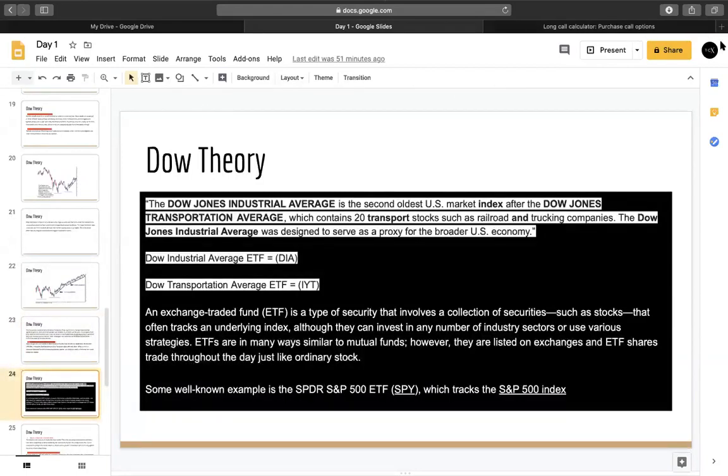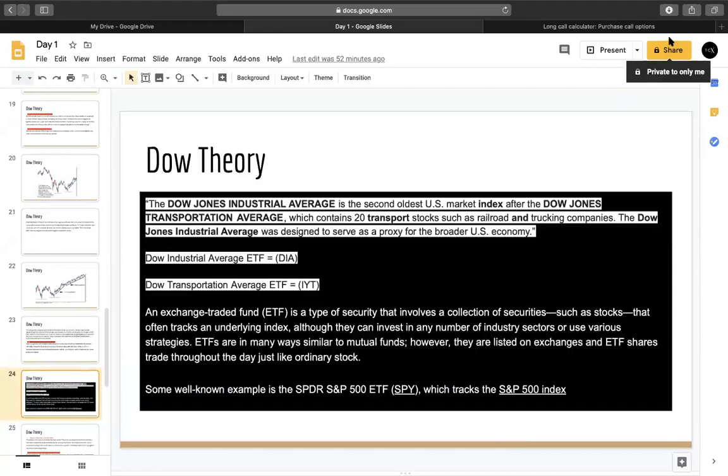Now, the Dow Jones Industrial Average is the second oldest U.S. market index after the Dow Jones Transportation Average, which contains 20 transport stocks such as railroad and trucking companies. The Dow Industrial Average was designed to serve as a proxy for the broader U.S. economy. Okay? Dow Industrial Average ETF, DIA. Dow Transportation Average ETF, it's IYT. Make sure you guys have this down and know it, right?